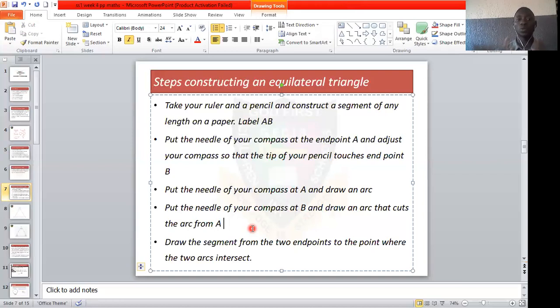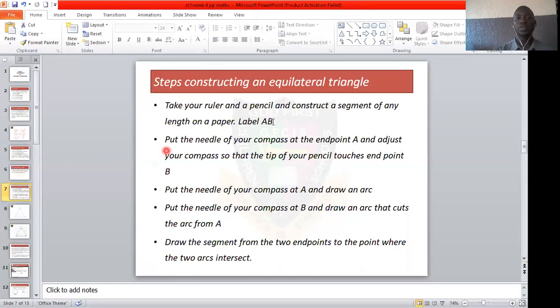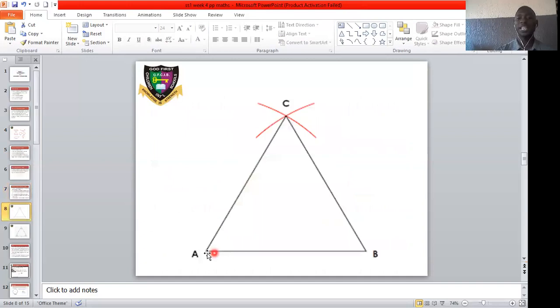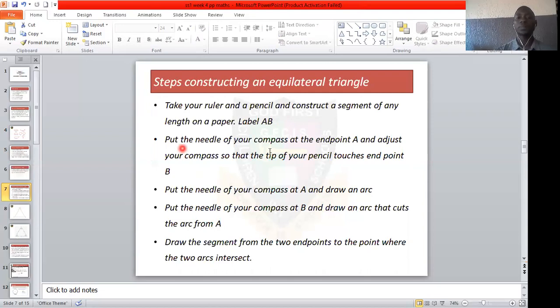So let us go into practical how we can construct this triangle. We'll follow the steps one after the other. First thing is said, take a ruler and a pencil and construct the line segment and label on paper line AB. So this is what we're talking about. This is line AB. Please put the needle of your compass at the point A and adjust so that the tip of your pencil touches the end point B. That is the radius by which your compass is now set, the length of AB.